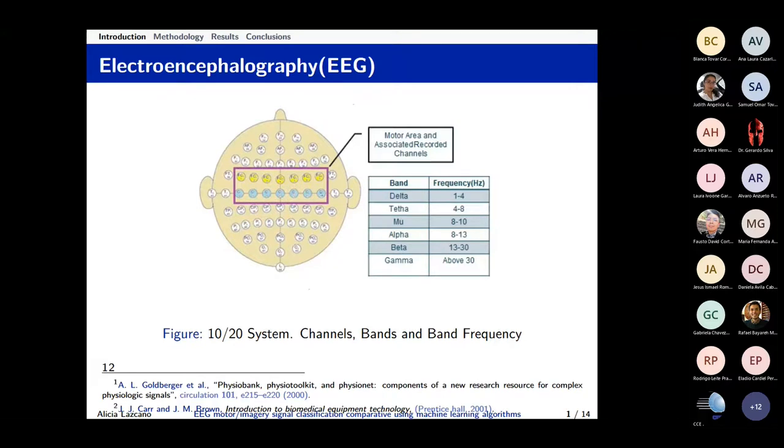The channels are associated with diverse tasks like brain activity, such as consciousness or sleepiness. In these are the motor area associated recording channels.